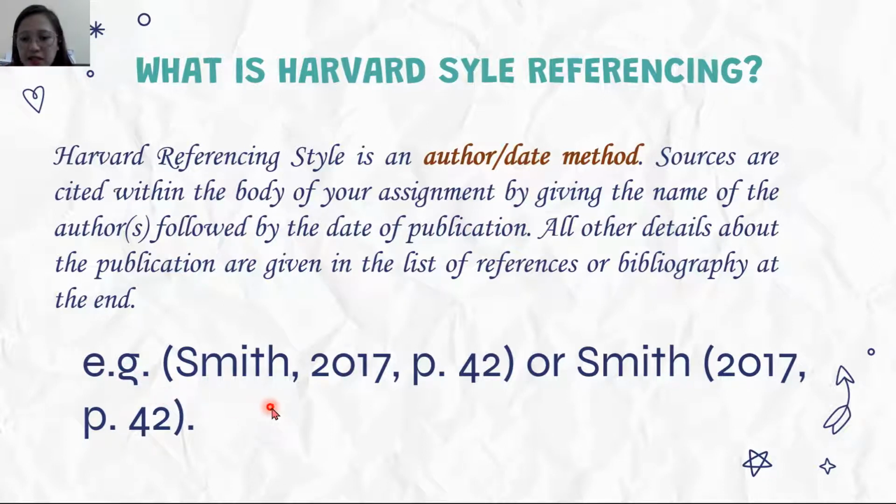Example given: Smith, 2017, page 42. So the author and the date of publication are inside the parentheses, kasi it's not included in the paragraph. But Smith 2017, page 42, and close parentheses, this is the arrangement that you're going to use if you are going to include their names or the author in the paragraph or in your text.